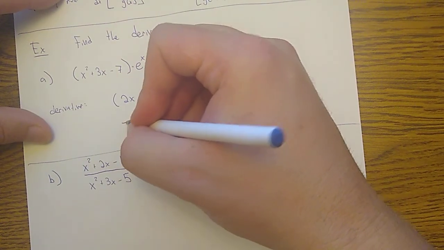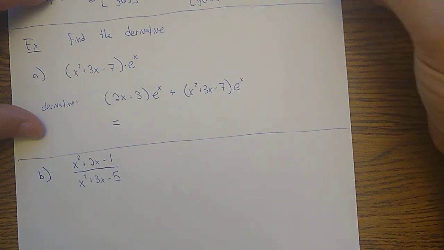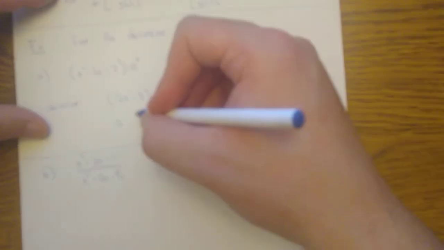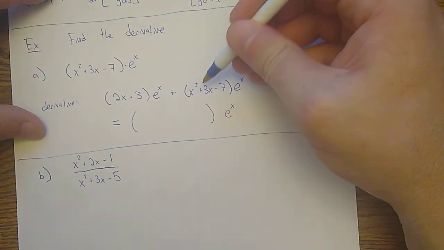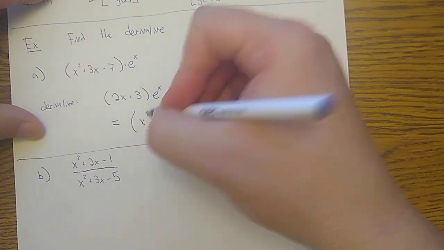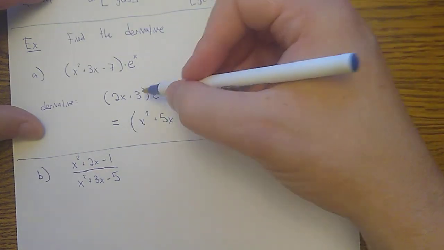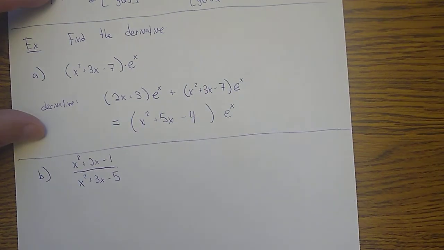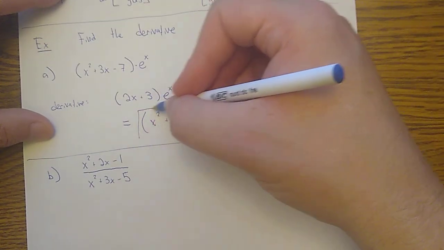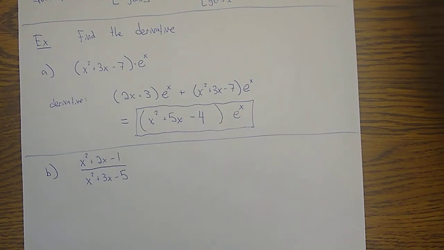It's just that the derivative happens to be itself. So this is the answer, but maybe it would be nice to simplify it because everything has an e to the x. So if I collect everything, I have an x squared, I have a 3x and a 2x, I have a 3 and a minus 7, so there we go.